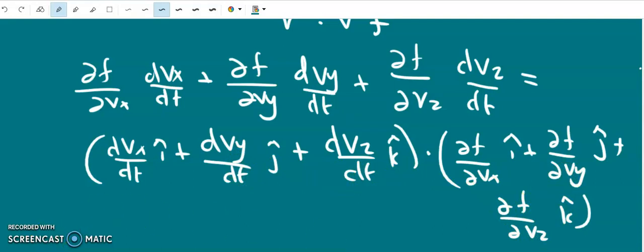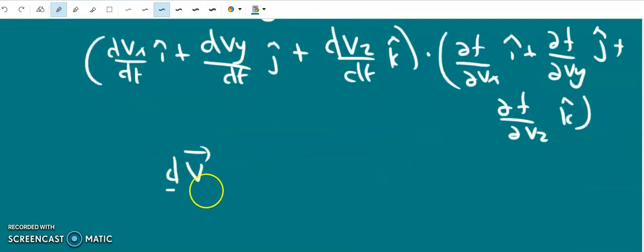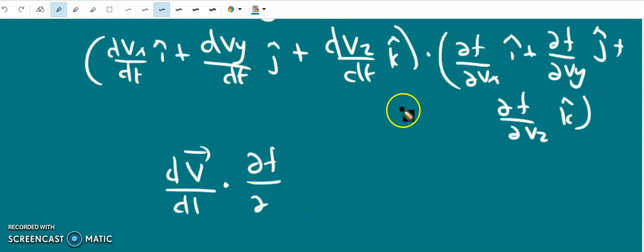So we can write this as dv vector by dt, d by dt of (vx i + vy j + vz k), dot dou f by dou v vector. So this dou f by dou v vector is dou f by dou vx i cap plus dou f by dou vy j cap plus dou f by dou vz k cap.